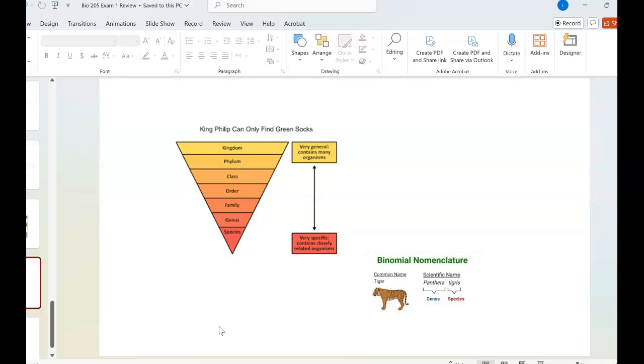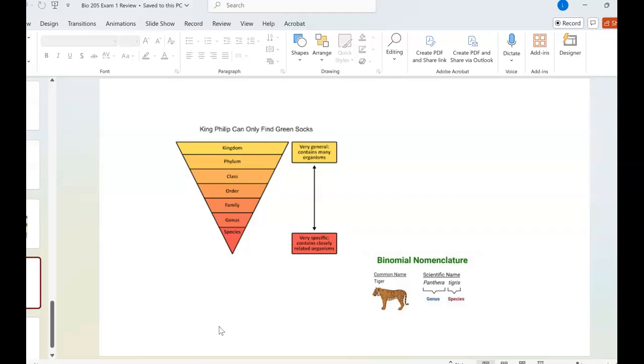You can see there's another mnemonic here. The mnemonic that I learned years ago in 7th grade was King Philip came over for good spaghetti. This mnemonic is King Philip can only find green socks. I still say this mnemonic in my head, so whatever works for you.